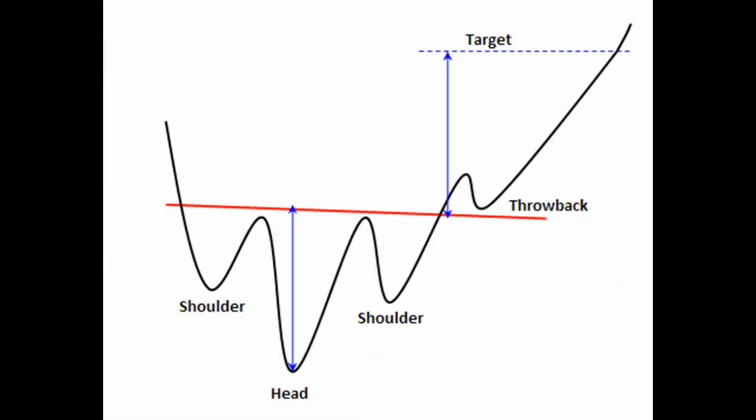In situations where the neckline shows a gradual descent, it can be used as an entry point. However, if the neckline has a steep slope, either upward or downward, then it's better to use the high of the second retracement as the entry point.